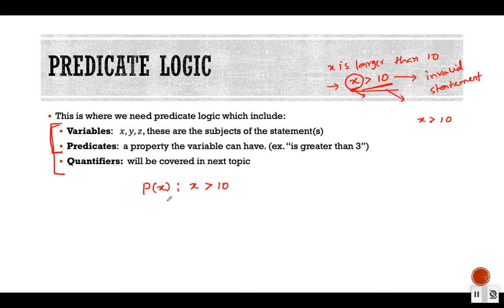So here that's a predicate logic. We are saying that that's a predicate, and the subject of the predicate is a variable x such that x greater than 10. Or sometimes it is also read as P(x) is the predicate, x greater than 10. So a predicate represents a property that a value can have. For example, here the property of x is x greater than 10.